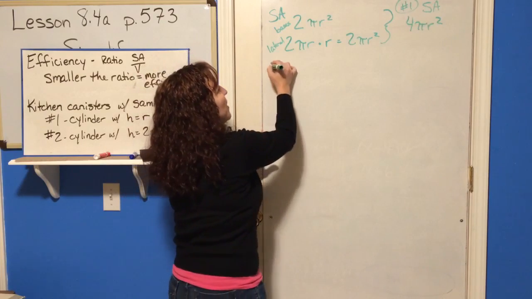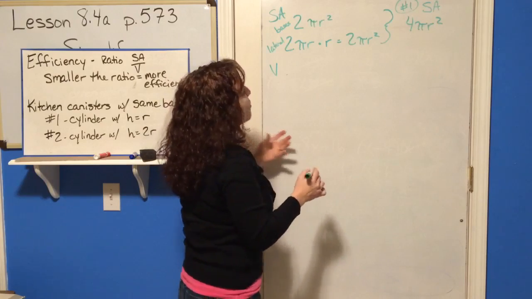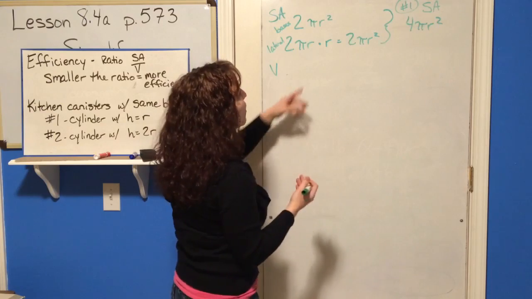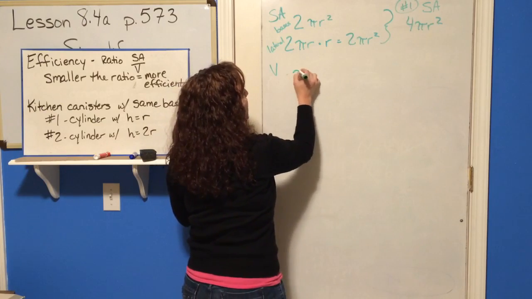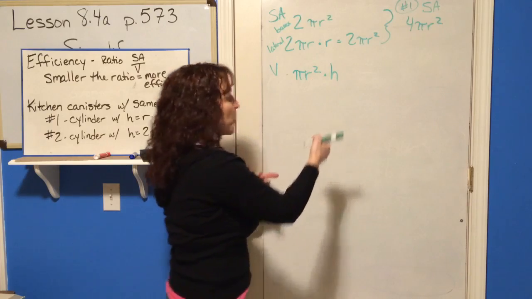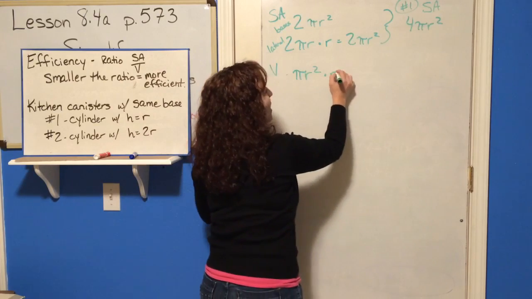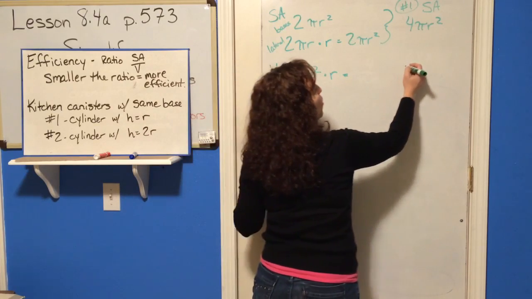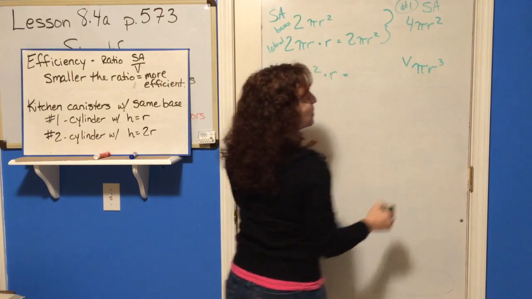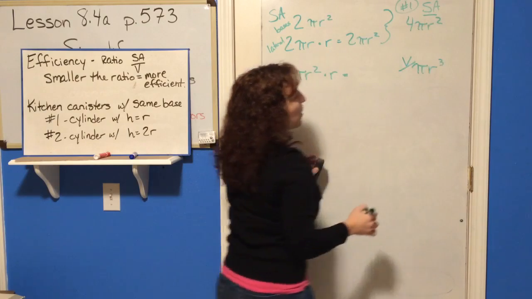All right, so now to find the volume of this same cylinder, remember the volume is the area of the base times the height. And we said the area of the base is pi r squared, so pi r squared times the height. And if you'll remember, the height is the same as the radius, so let's put in another radius. And so the volume of number 1 is pi r cubed. All right, so there's number 1, here's the surface area, and here's the volume.